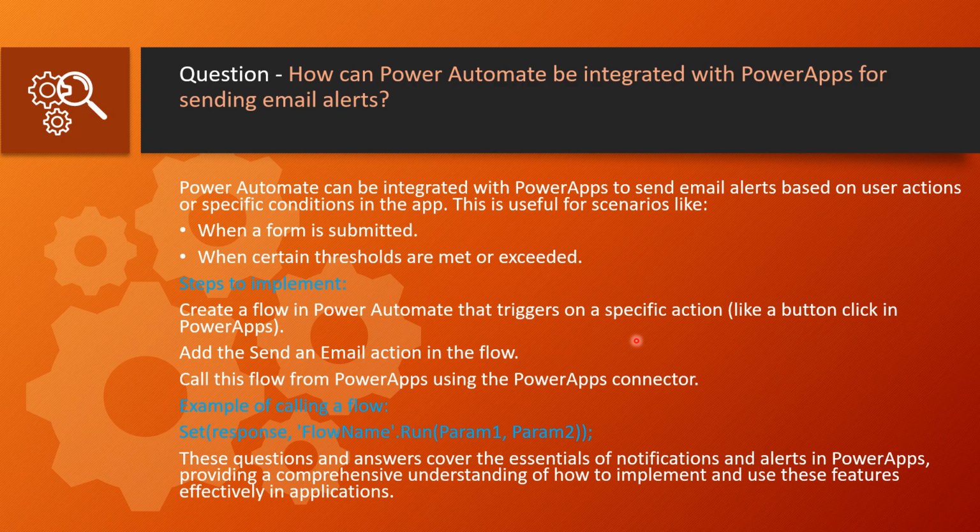How will you call the flow? You need to define Set, then response, and the flow name dot Run, with whatever parameters are required for the flow, that you need to provide here, parameter 1, parameter 2. This question and answer cover the essentials of notifications and alerts in Power Apps.